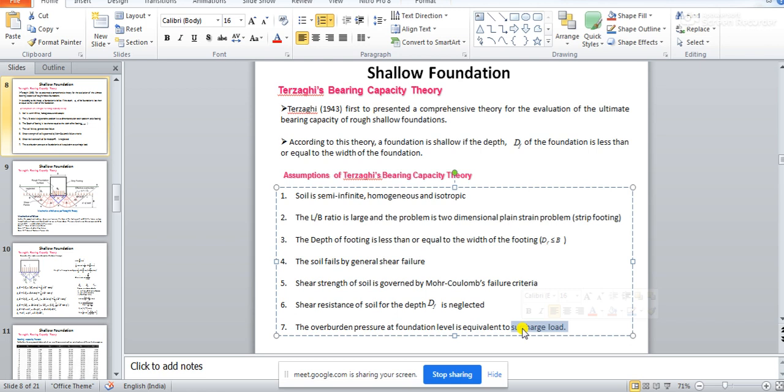So in that chapter you will notice that in some cases on the top of the ground level, some UDL kind of load was given. So this UDL kind of load is basically the surcharge load. Okay. Okay sir. So basically you consider this is nothing but the overburden pressure.